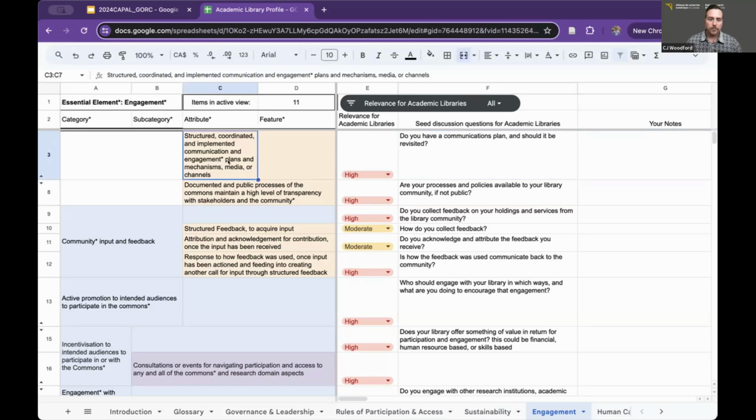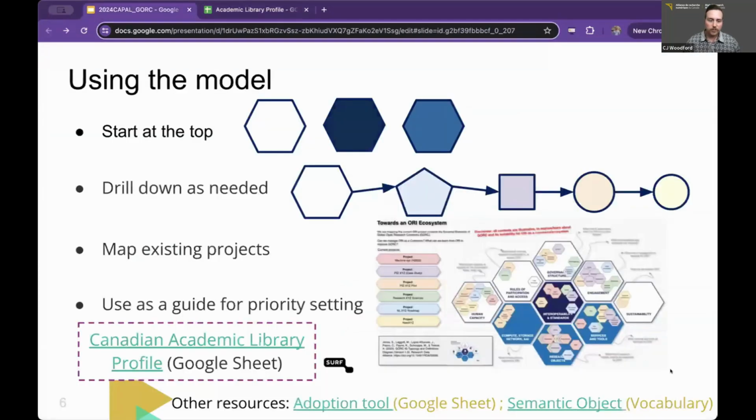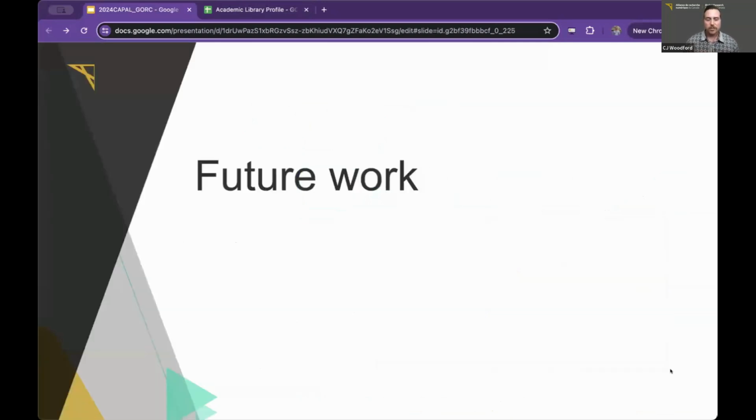So for example, do you have a structured, coordinated, and implemented communication and engagement plan, or mechanisms and media for these channels? And then the idea would be, do you have it and should it be revisited? This is a high priority because most organizations need a communication plan with their partners. So I encourage you to check that out. I encourage you to use it to see if it can help structure your discussions. And I also encourage you to check out what we do next.